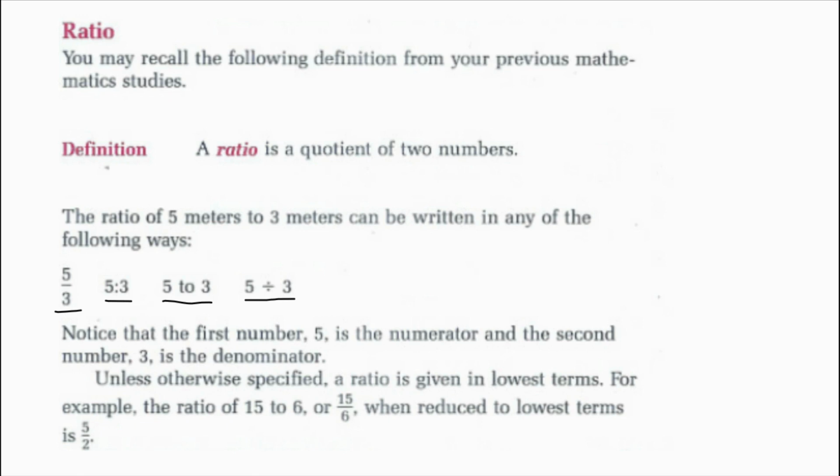Now, unless we otherwise specify, we want ratios in lowest terms. So if we can simplify a ratio and pull out a GCF, then I want to do that. The ratio of 15 to 6, I can simplify by pulling out a 3 from each term, and I can reduce it to its lowest terms of 5 over 2.